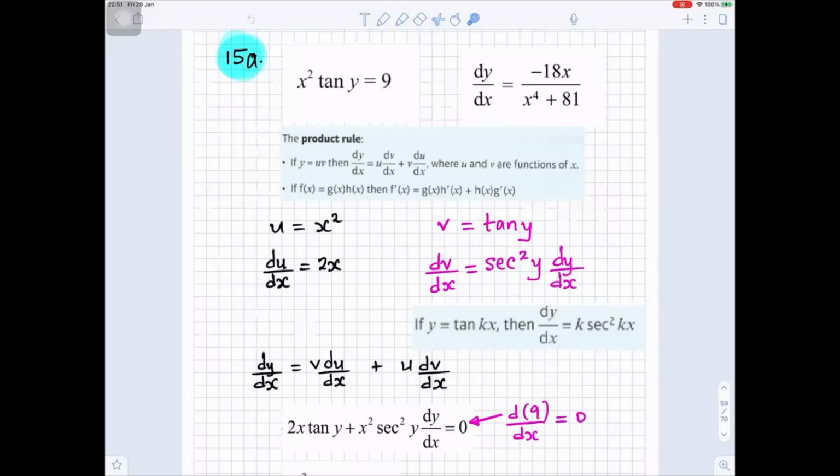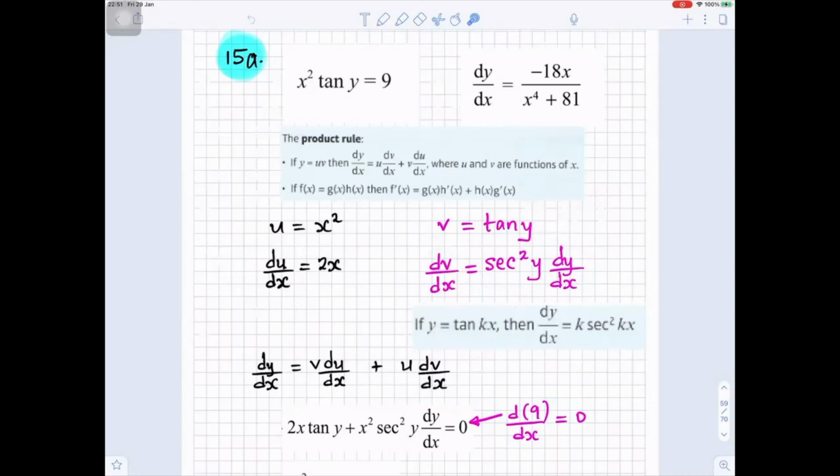Now we want to put it together in the formula for dy over dx. So we want to substitute v is tan y. So substitute v for tan y. And then du over dx, which is 2x, plus u, which is x squared, times dv over dx, which is sec squared y dy over dx. So this is dv over dx, and that is sec squared y dy over dx.